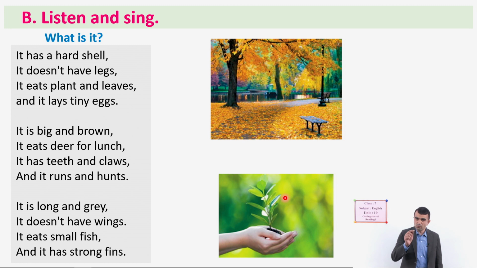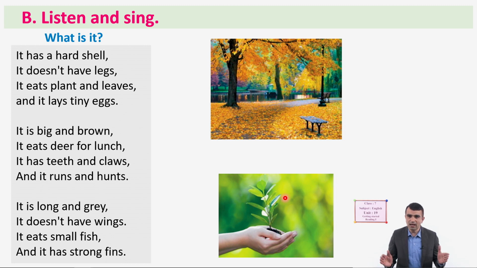It eats small fish. And it has strong fins. Good. Okay. That is the way we sing. Now next time you and me all will sing together. Okay? Don't wait for me to complete the line, please. When I say 1, 2, 3 start, let's start together. Everyone, please, with a loud voice. Ready? 1, 2, 3 start.